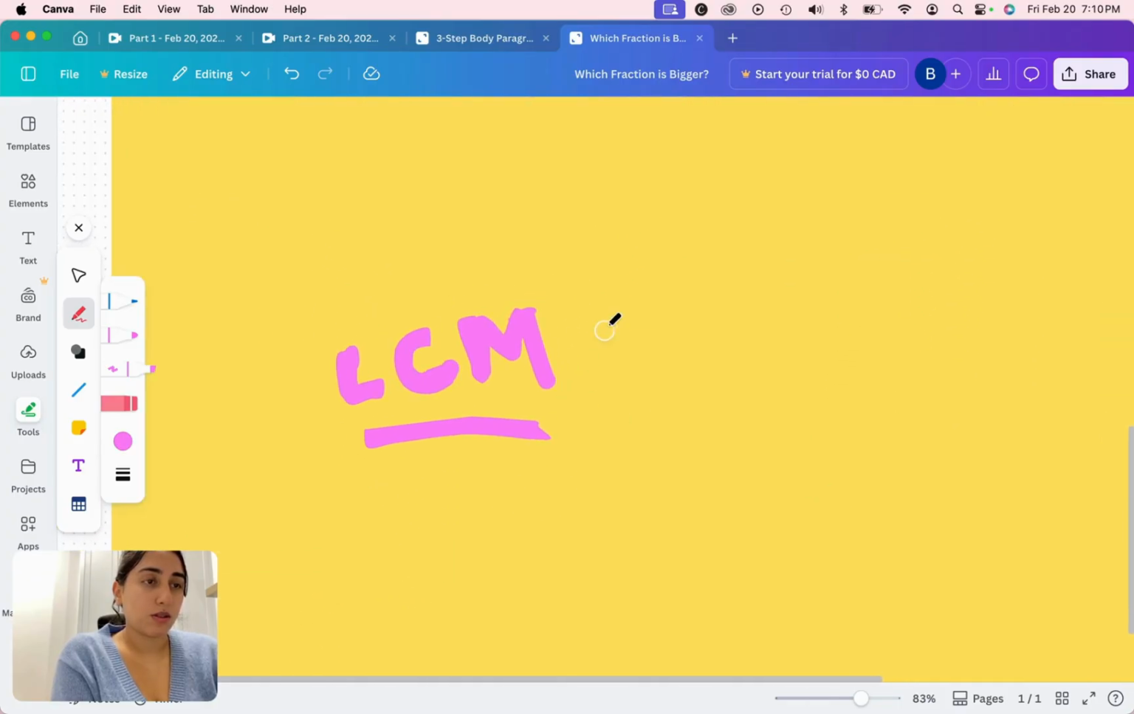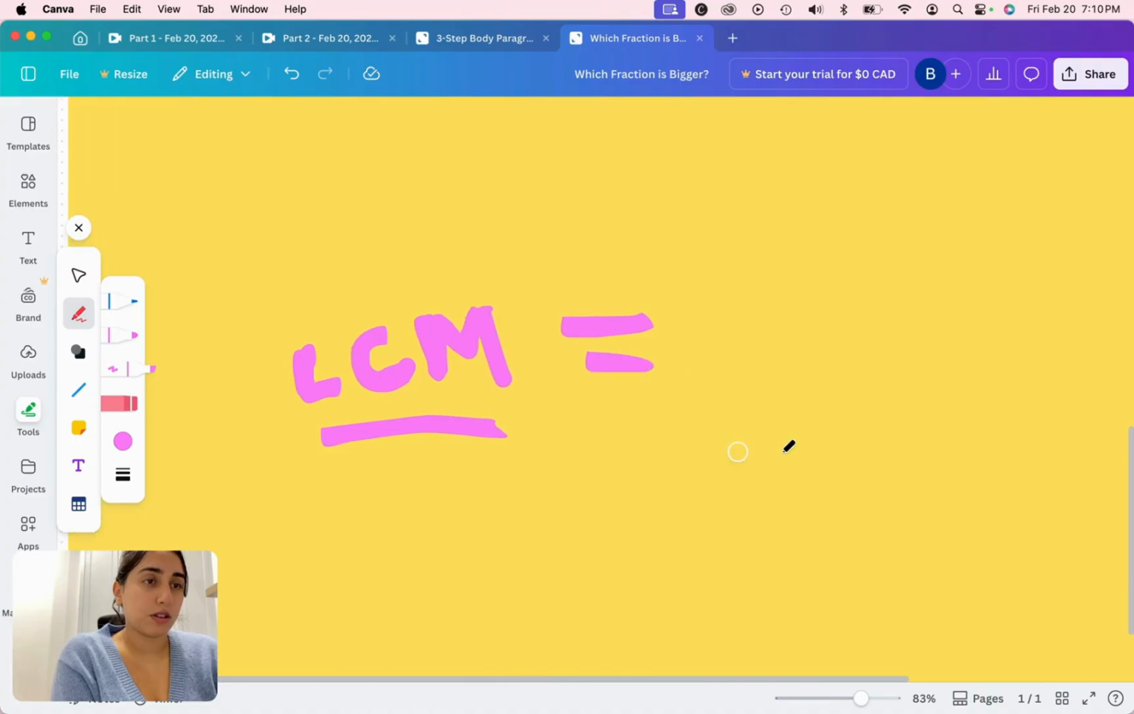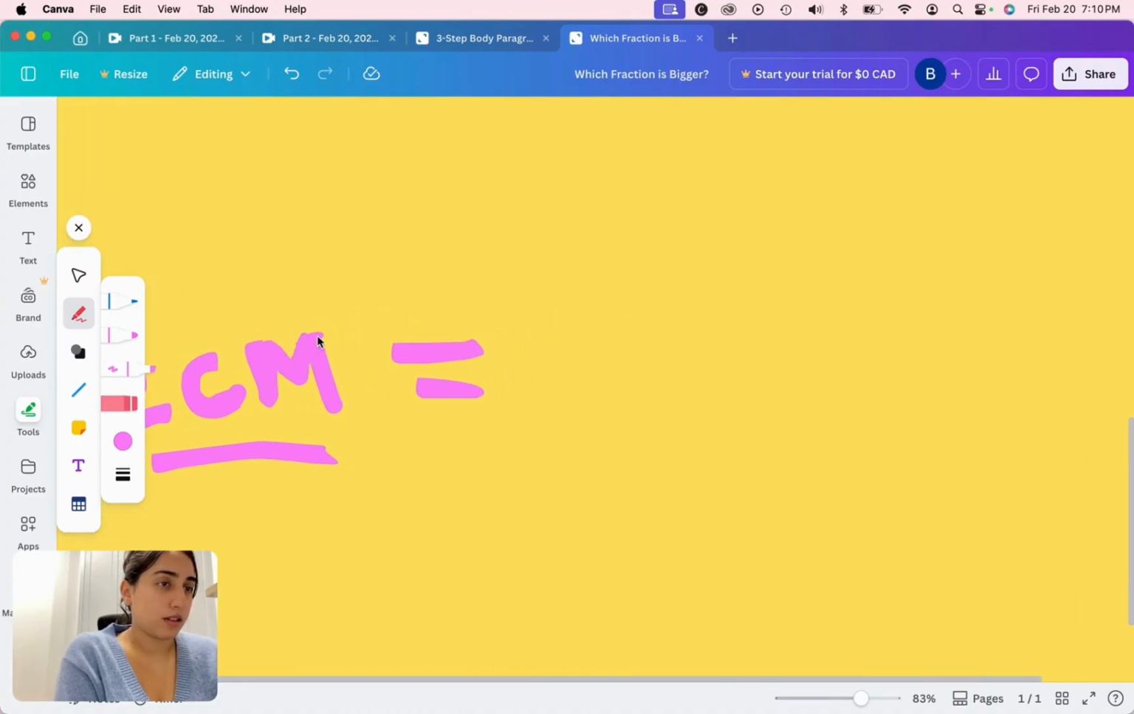So lowest common multiple, LCM. So between 4, 3, and 8, what is the lowest common multiple? This is also often referred to as the lowest common denominator, LCD.